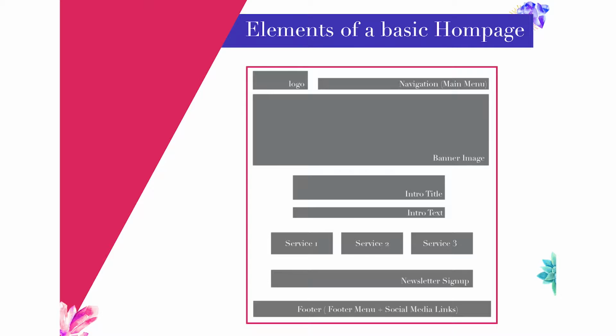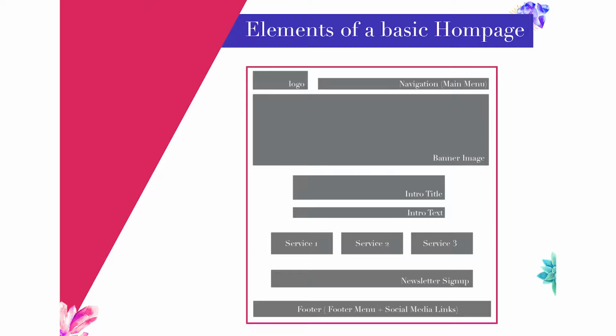Underneath that, I call it Service 1, Service 2, and Service 3. It can be your products also, Product 1, Product 2, or Product 3. It doesn't have to be in a row. It can be a column. It can be a mosaic grid. That's generally what you find out there in a basic homepage.